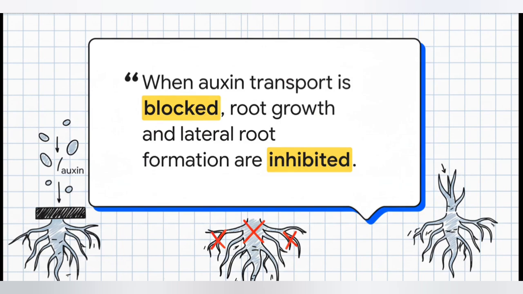And look, its role is not optional. It's absolutely critical. As the source material points out, if you block auxin from moving around, everything just stops. Root growth grinds to a halt, branching is completely inhibited, the whole construction project just shuts down. Auxin is the essential signal that keeps the entire system running.